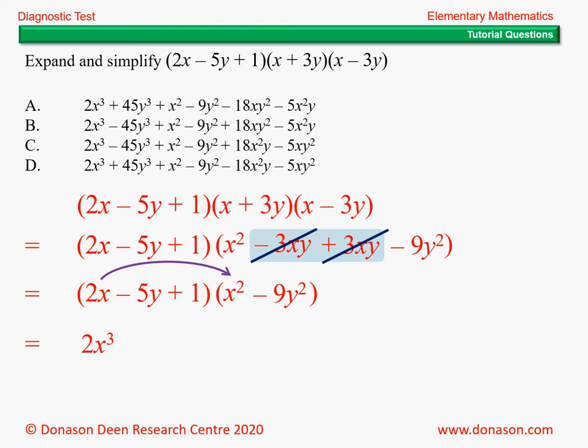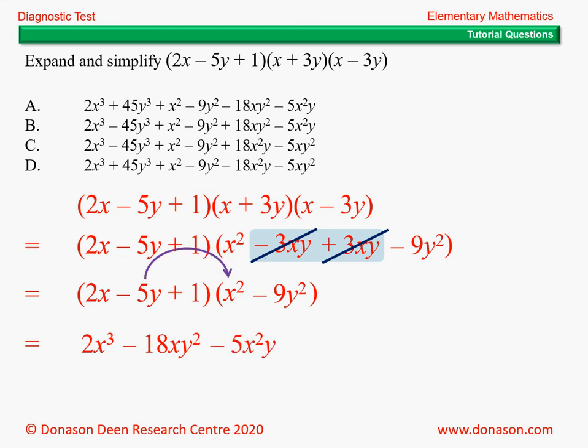2x times x squared is, of course, going to become 2x cubed, 2x to the power of 3. x times x squared is x times x times x, which is actually x cubed. Then we are going to take the 2x and expand it against the minus 9y squared. 2x is a positive 2x, and this is a minus 9y squared. So plus times a minus is, of course, a minus. And then you look at the number 2 times 9, that's 18. That's how I got the 18. And we have x times y squared, and that's how we get xy squared. So we have taken the first term and expanded it against the two terms of the second bracket.